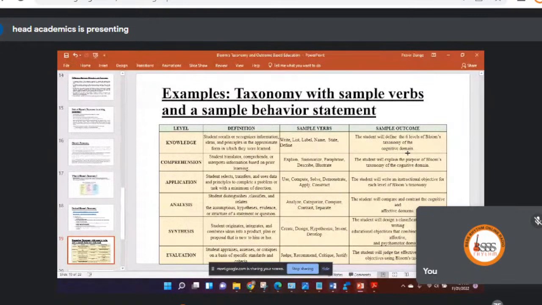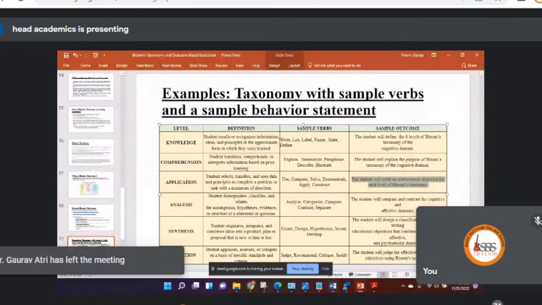So if this is a workshop that we are conducting, a 1.5 hour interaction, and we are talking about Bloom's taxonomy, and I want to assign some level to it, what is the level that I am targeting? If my target is recall, I will ask, list the 6 levels of Bloom's, and that's the assessment that I would do. But if I expect the application level, the student will write an instructional objective for each level of Bloom's taxonomy. That's what my target is at the end of the session.